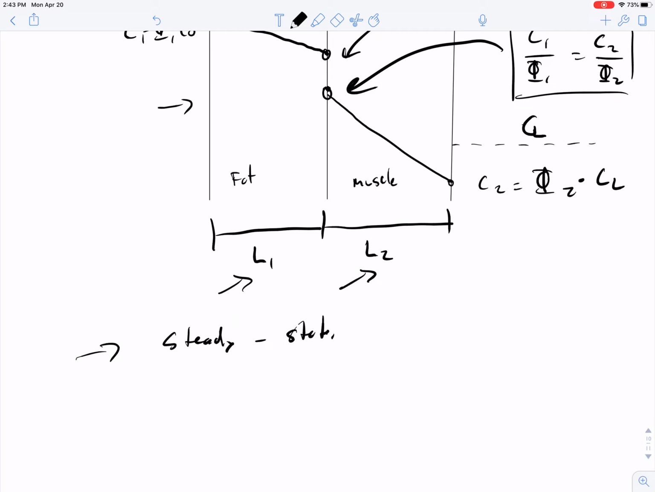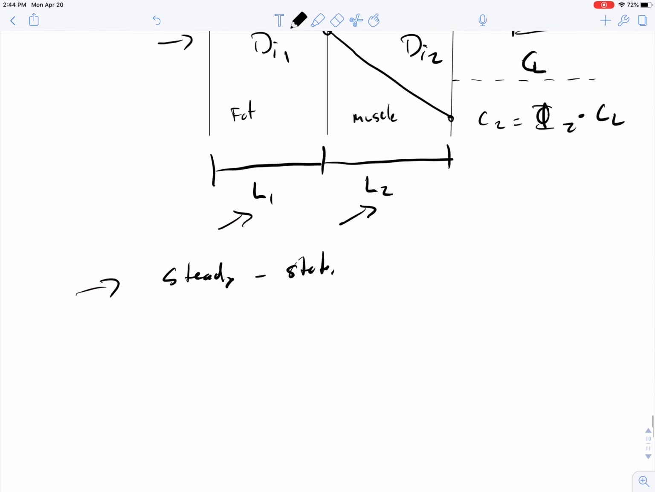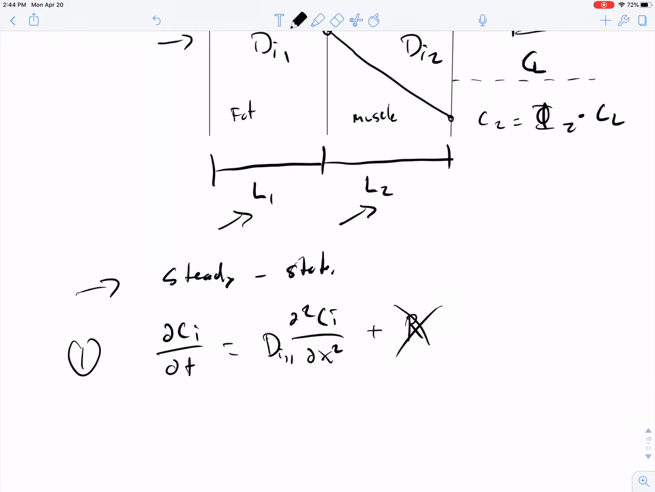So if we go back to the steady state equation, of course we're going to have the diffusion of material inside one, the diffusion of material inside two. We go back to our balance equation. We have d del ci del time equals d del squared ci del x squared. This could be on the left hand side 1, this would be Di1, and on side 2 it would be Di2, plus any reaction, but we don't have any reaction in this particular example.